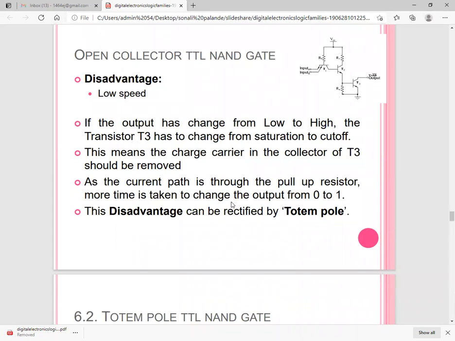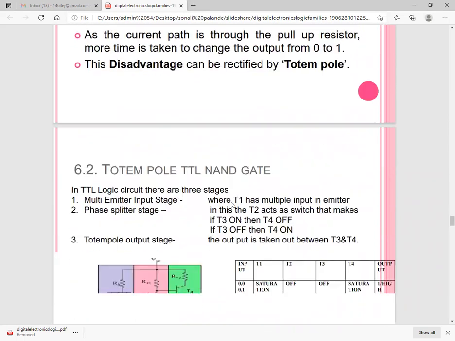If the output had changed from low to high, the transistor T3 has to change from saturation to cutoff. This means the charge carriers in the collector of T3 should be removed. As the current path is through the pull-up resistor, more time is taken to change the output from 0 to 1. This disadvantage can be rectified by the totem pole.